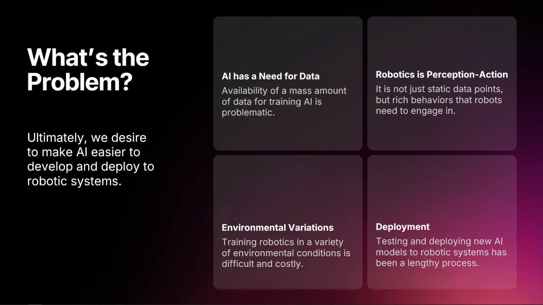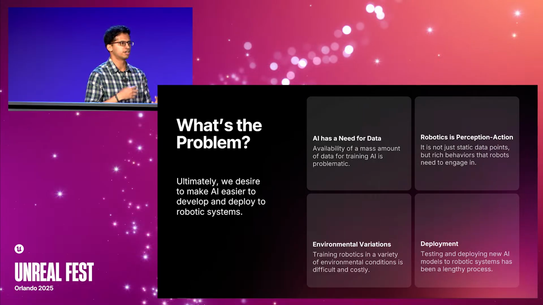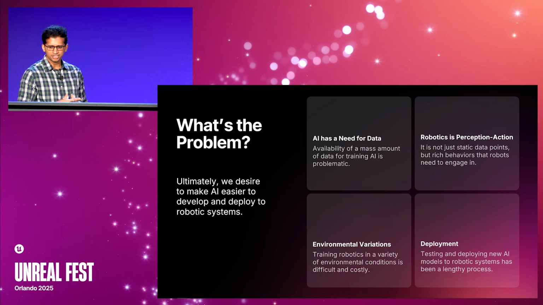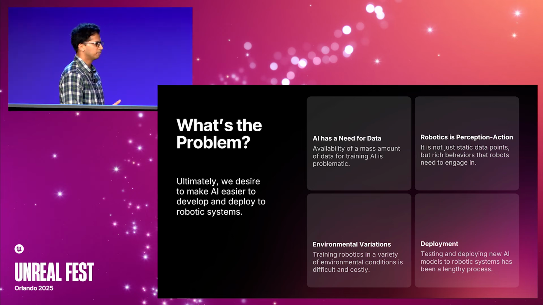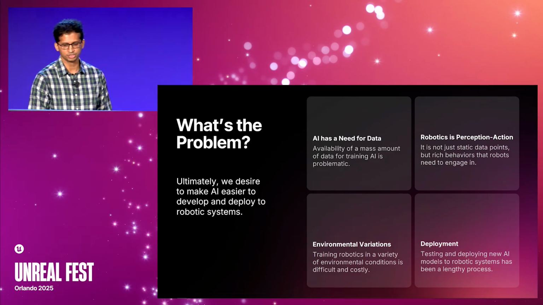OK, so starting off with what's the problem? This is always a good starting point. A lot of us know that AI is very data hungry, right? We've seen these massive data sets contributing to large language models and computer vision models. And generally, when you talk about robotics, the availability of data is a problem. We don't have that level of web scale data or image scale data that people typically use for these models.